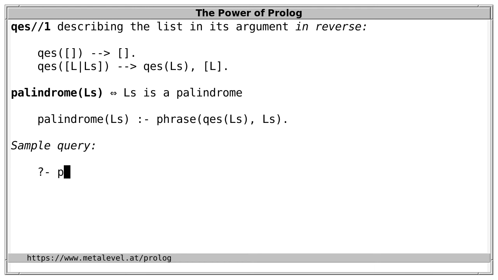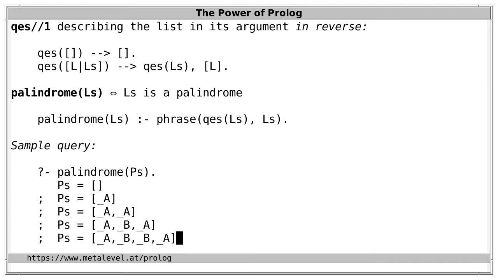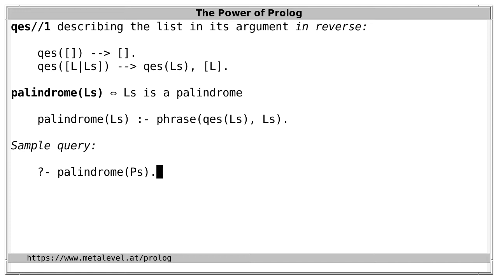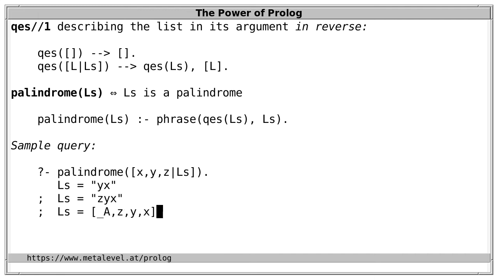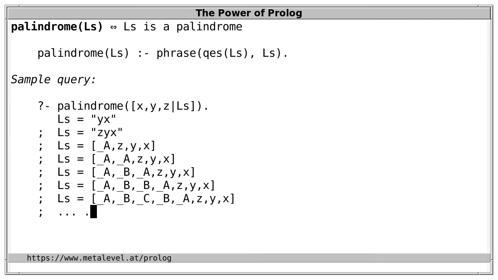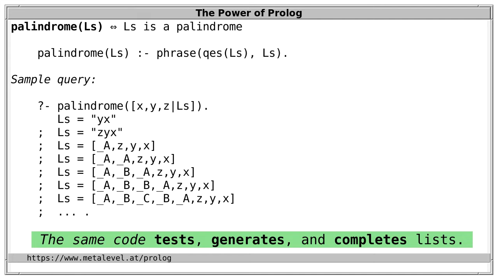And we can pose the most general query, are there any palindromes? Yes, of course. And what about this concrete string? It's not a palindrome. But for example, this is a palindrome. And this partial list can be completed to a palindrome. In fact, to infinitely many palindromes. So again, we have an example where the same code can be used to test, generate, and complete lists.